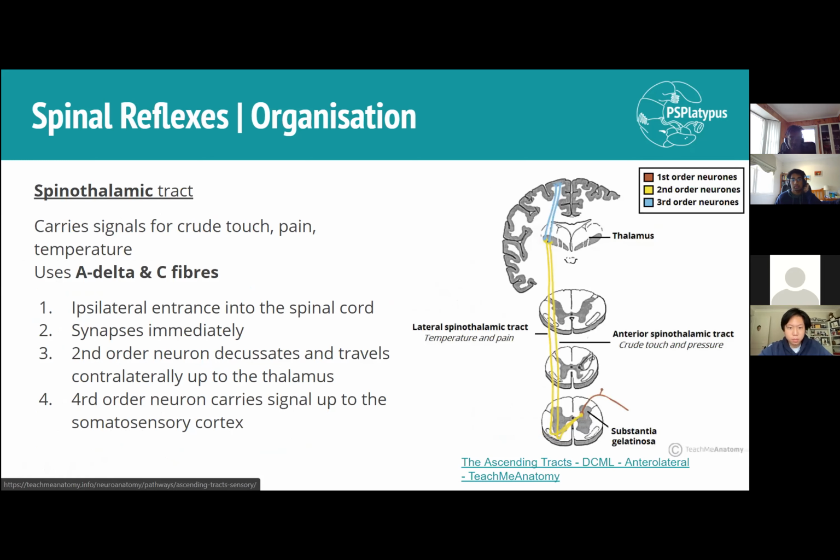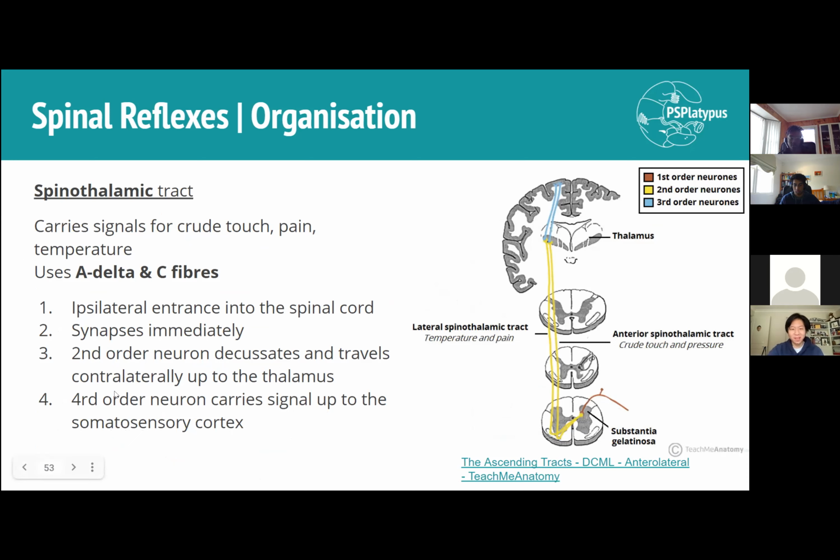The second one is spinothalamic. So this is crude touch, as opposed to fine touch earlier, pain and temperature. So it uses A delta and C fibers. So, significantly thinner fibers. Ipsilateral entrance into the spinal cord. So it enters into the spinal cord on the same side. So if, say, the receptors are here, it enters the same side. However, it synapses immediately. The second order neuron decussates and travels contralaterally.